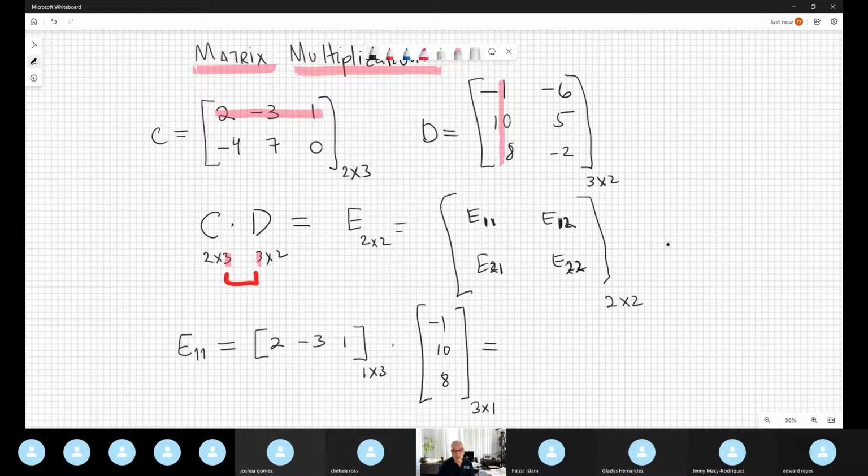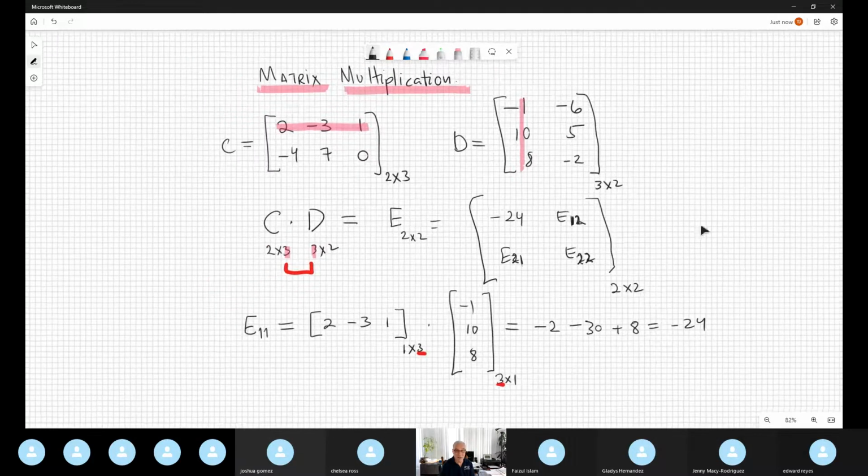It is obvious that when you perform this multiplication, the dimensions match perfectly, 3 and 3, and the answer is 1 by 1, just a number, a scalar. The multiplication is 2 times -1 is -2, minus 3 times 10 is -30, plus 8. And the answer is -24. So this one is -24. This is one possibility; there are a lot of ways to explain it, but it's okay.